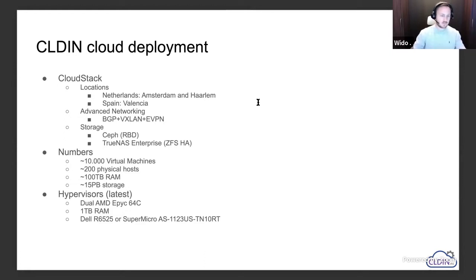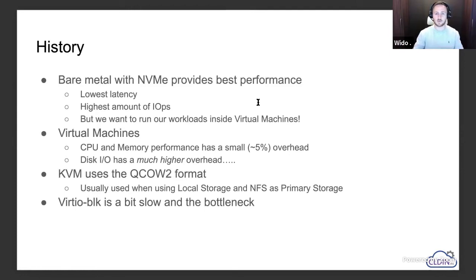So that's about CLouDIN and what we do, but we're here to talk about storage performance. What we see with applications we run as a hoster is that bare metal with NVMe drives usually gives you the best performance: the lowest latency and the most IOPS. Latency and IOPS are connected, because if an IO takes less time, you can do more within the same second, since IOPS is input-output operations per second. But for flexibility, we want to run the workloads inside virtual machines.